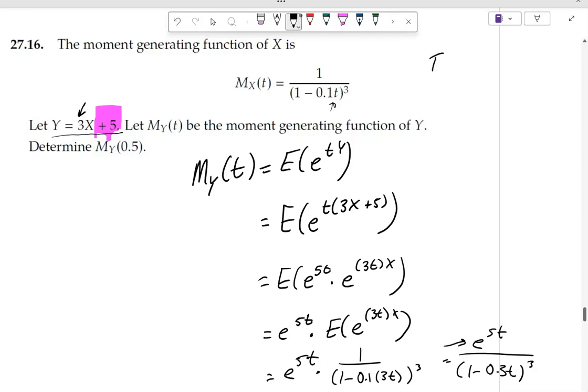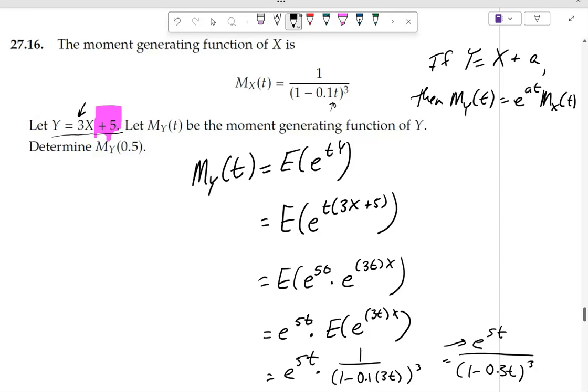So if y is x plus some constant, I'll call it a, then the moment generating function for y is e to the at times the moment generating function for x. That happens in general. I always say when you're learning math, you have to be very zen about it because everything's connected.